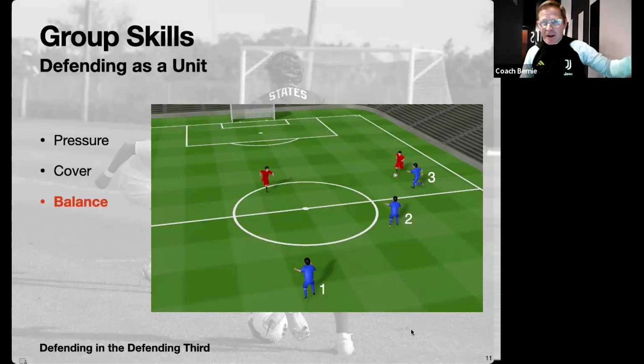Okay, so everybody got it. Pressure, cover, balance. All right, so now we've got our group. Now let's talk about the overall team shape. We talked individual, we talked group. Now let's move to what the team does.